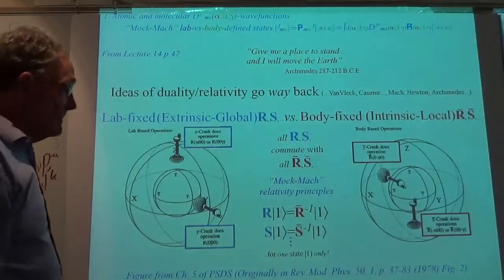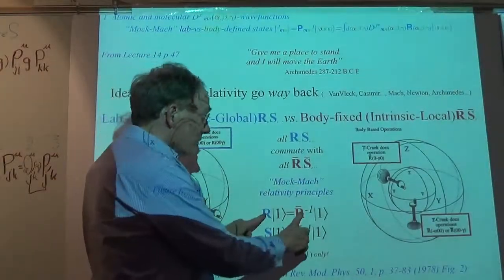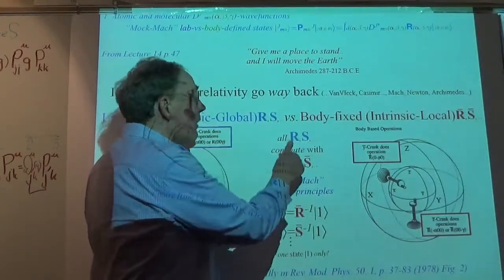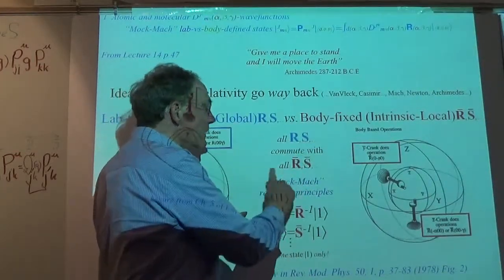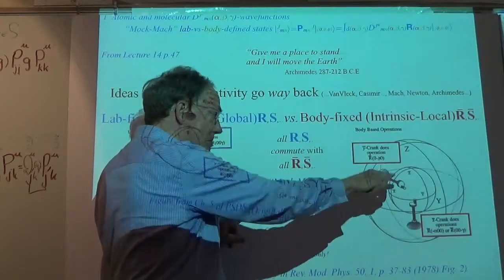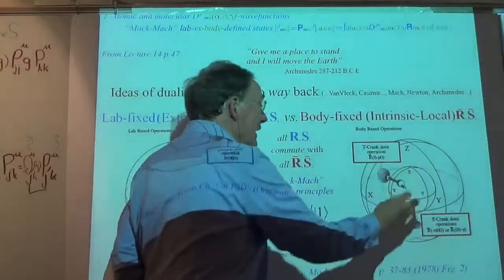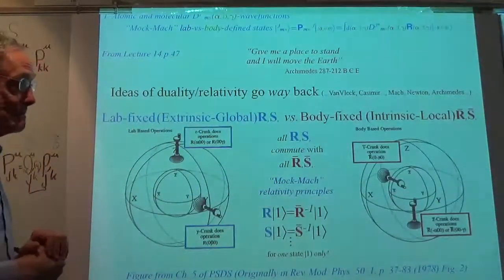You cannot equate this operator with this. If you did, you get in trouble with commutation. All R and S commute with all R bars. All the operators that they have commute with all of R. This is an outer product of inside and outside. They are independent.